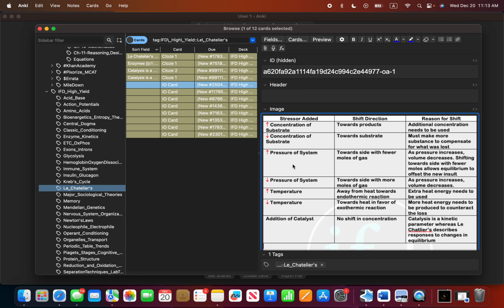Exactly. Now, the next one is increasing the pressure of system. So if you increase pressure, I assume they would increase temperature too. We'll see. So the reaction, if you increase pressure, it goes towards side with fewer moles of gas. This is interesting. So wherever you have fewer moles of gas and you increase the pressure of the system, the reaction goes towards that. Why? Because as pressure increases, volume decreases. Shifting towards side with fewer moles allows equilibrium to offset the new insult.